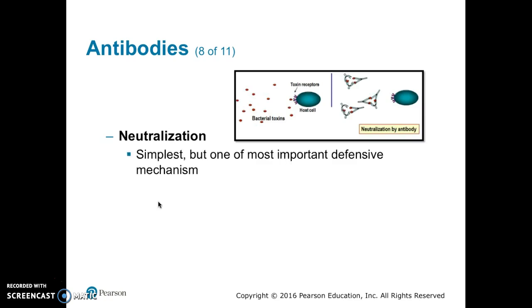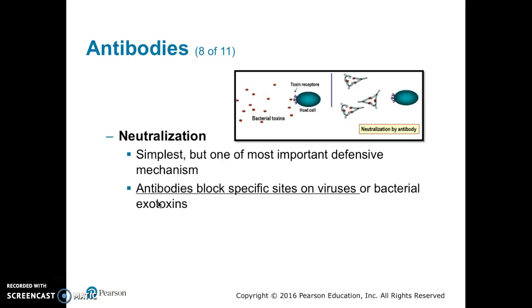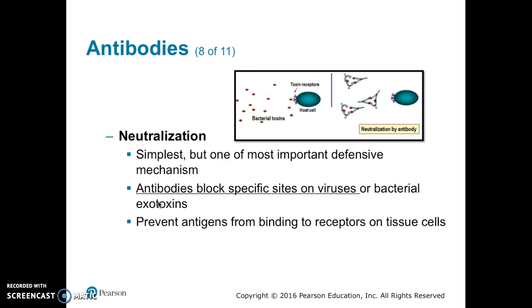Beginning with neutralization. It is the simplest, but one of the most effective defensive mechanisms antibodies have. Antibodies block specific sites on viruses or bacterial endotoxins, preventing the antigens from binding to receptors on tissue cells. The immune complexes then undergo phagocytosis.